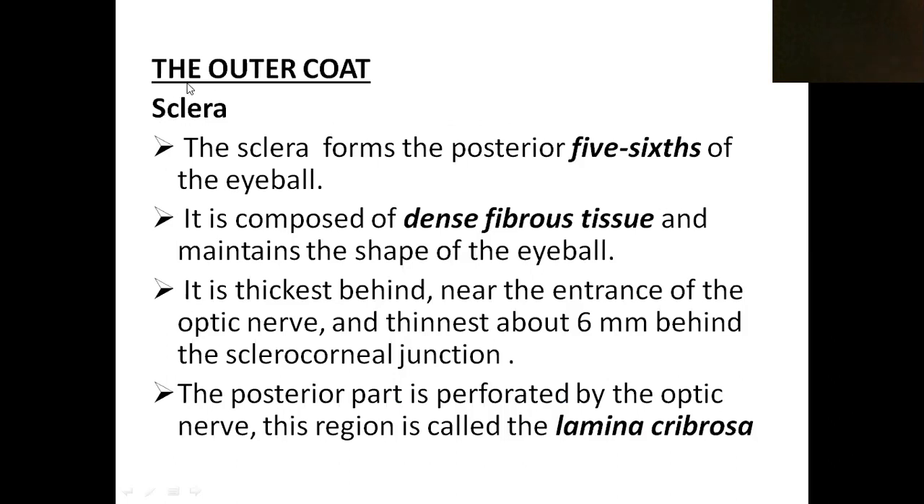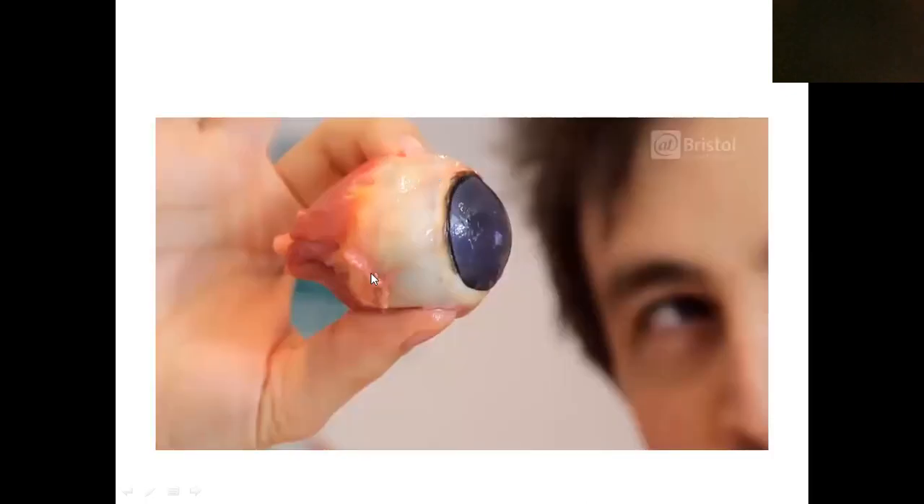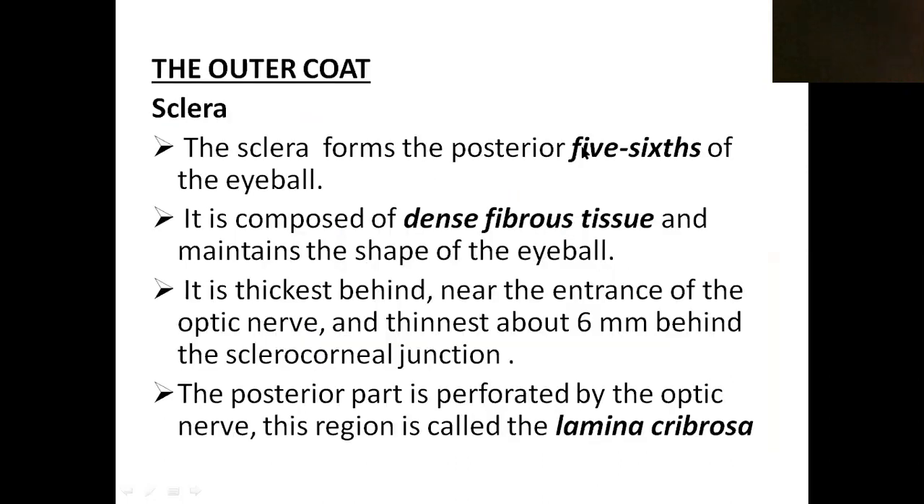Now we'll see the features of the outer fibrous layer. I told you the outer fibrous layer has two parts, sclera and cornea. First, we will see the features of the sclera. The sclera forms the posterior 5/6 of the eyeball. We'll check it. See, this is an eyeball. This dark colored part is the cornea, and this white colored part, the white of the eye, is the sclera. So it forms the posterior 5/6 of the eyeball, and the anterior 1/6 is formed by the cornea.